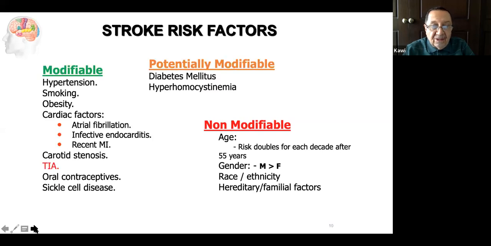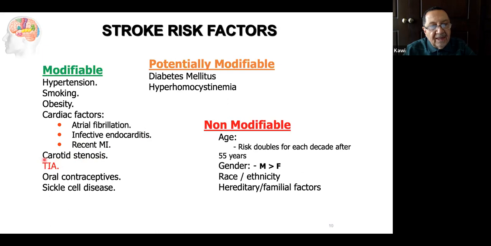However, there are significant amount of modifiable risk factors. The most important of them is hypertension. Cessation of smoking can reduce the risk of stroke. Improving the weight and body mass index can improve the risk of stroke. Cardiac factors, the most important is the presence of atrial fibrillation. Infective endocarditis, fortunately, is not very common, and the occlusion by clot that is happening from a recent MI. And carotid stenosis, these all are modifiable.